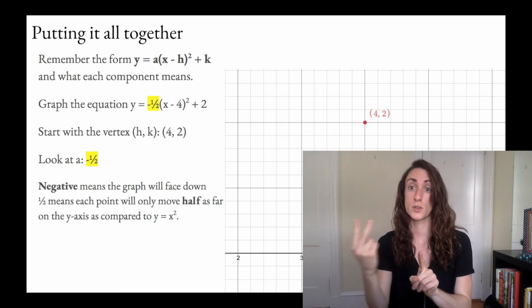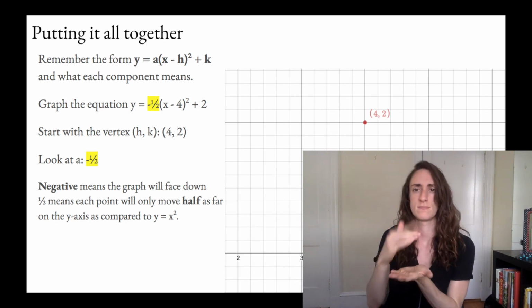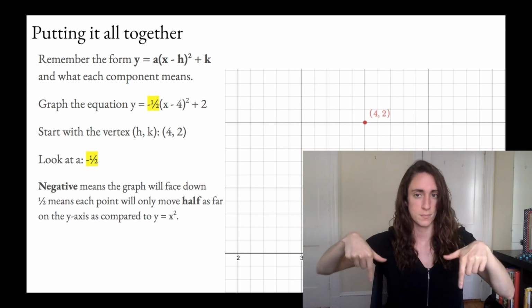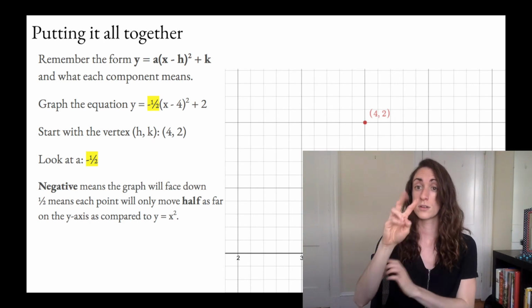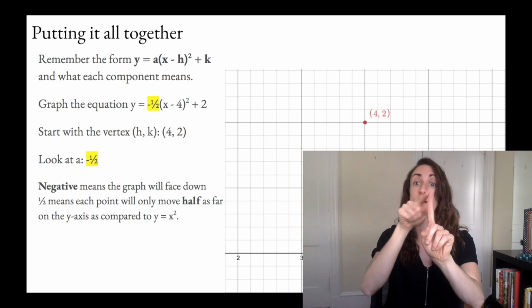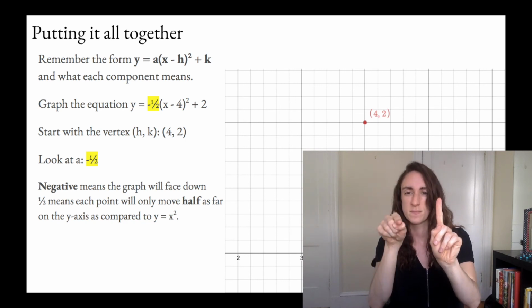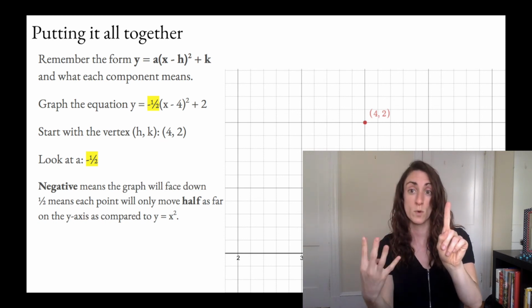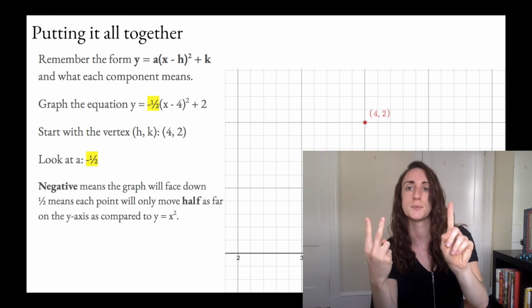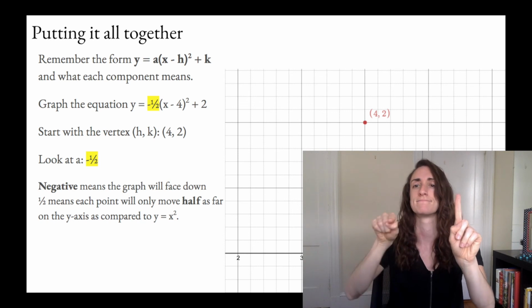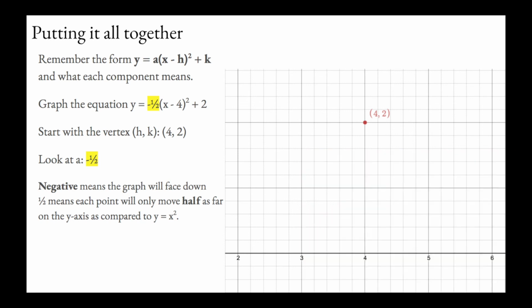So if you imagine that parent function that has those points 1, 1 and 2, 4, those are going to be squished to only half as high, and they'll be flipped and moved downwards. So we start at the vertex, and you can imagine the parent function going over 1 and down 1. This graph will only go over 1 and down 1/2 a unit. And that point that goes over 2 and down 4 will go over 2 and down only 2.